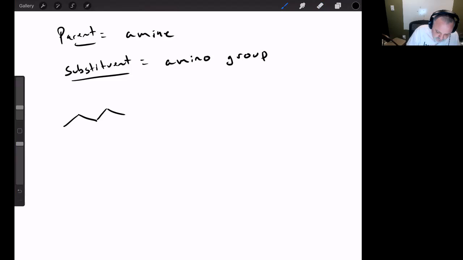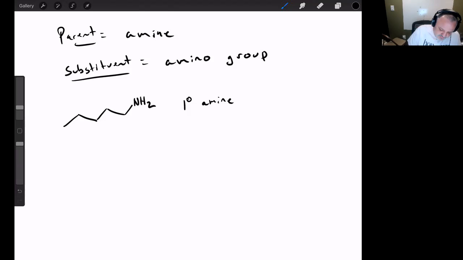So let's take a look at a quick 5-carbon example. 1, 2, 3, 4, 5. Let's add NH2. So this would be a primary amine. And that's a primary amine because there's only 1 carbon attached to that nitrogen. We'll show you some examples of some secondary and tertiary amines, but at this point you should know that certainly from creation of imines and enamines.